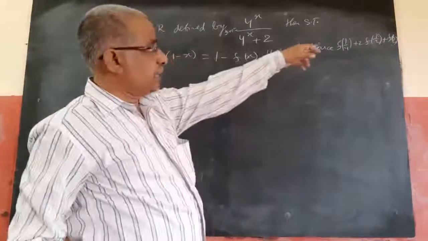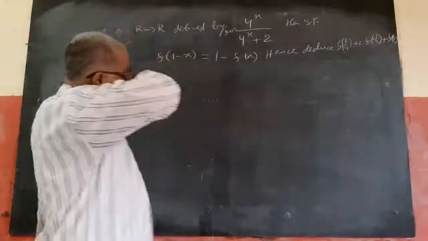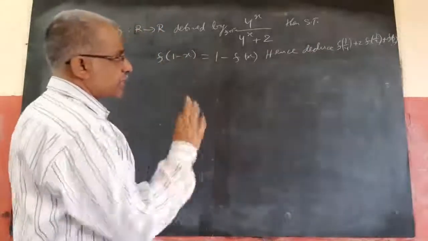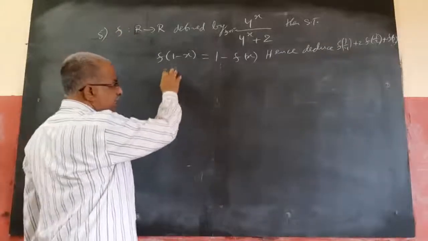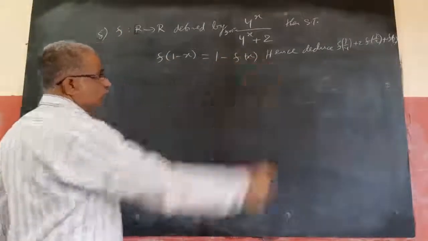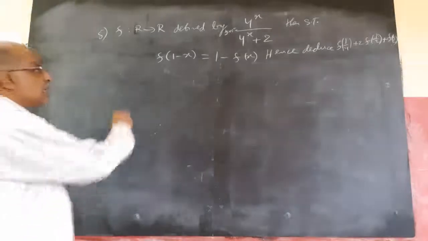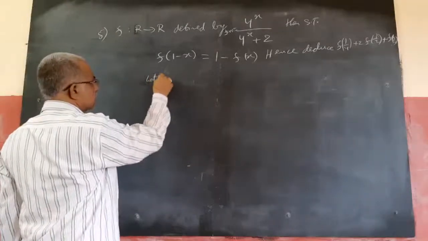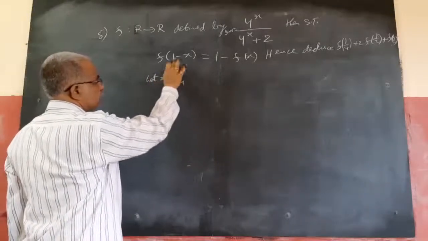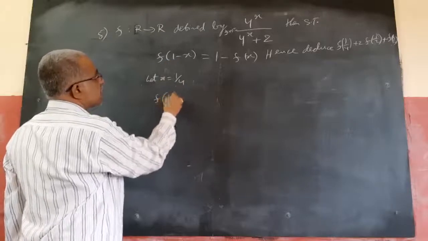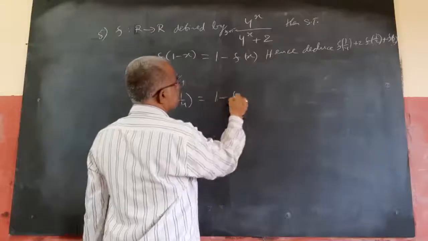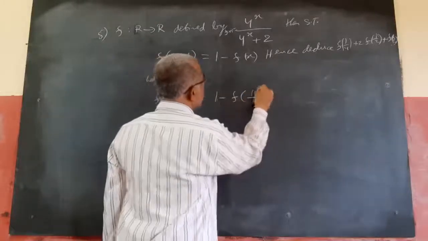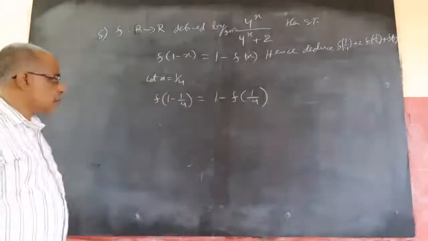Now I need to find the remaining value, f(1/4) + 2 f(1/2) + f(3/4). For that, I will use the result we just proved. Let x equal 1/4. What happens? f(1 - 1/4) = 1 - f(1/4).